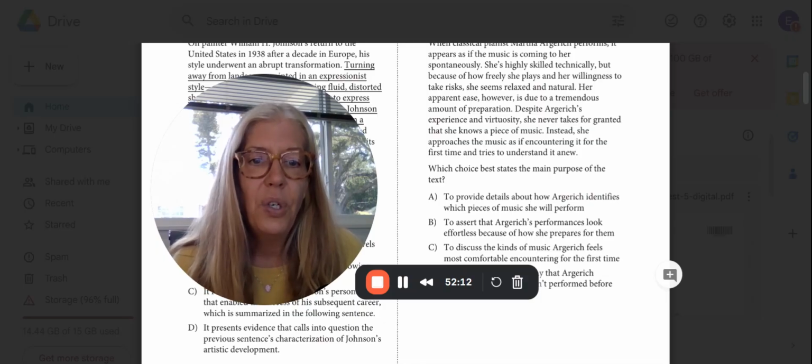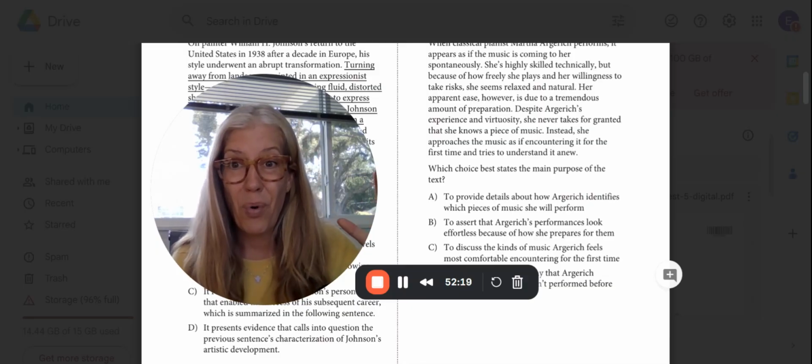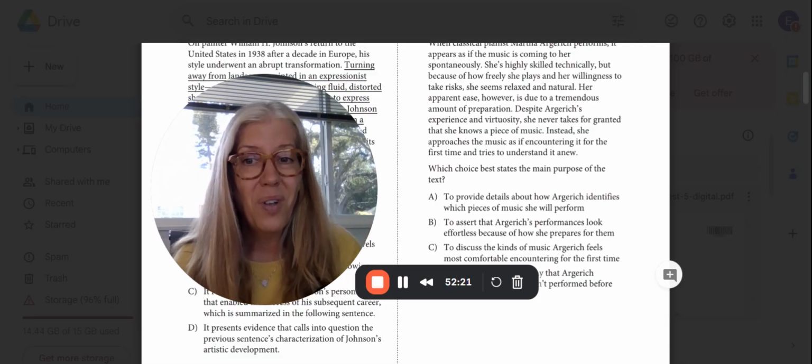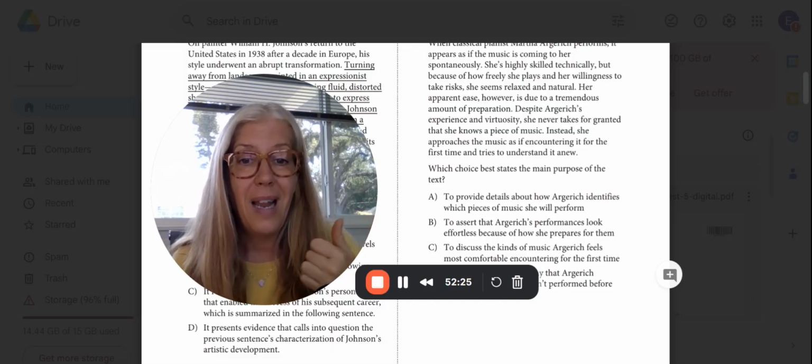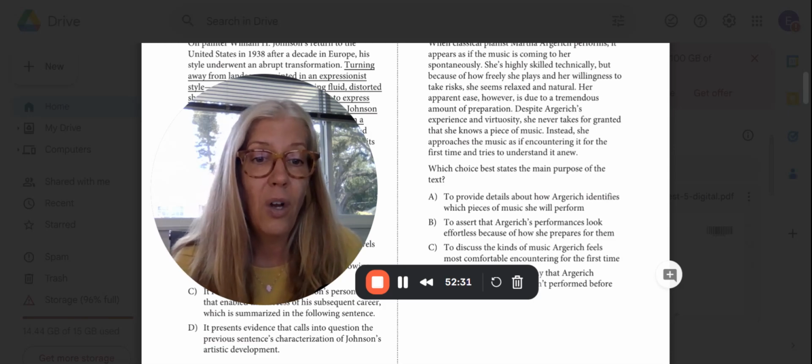B, to assert that Argerich's performances look effortless because of how she prepares for them. You see how that's a lot broader? So the very specific ones oftentimes are not going to be the answer. That one was so much broader. It's not so specific about which pieces of music she will perform, but how she prepares for her performances. I like that.